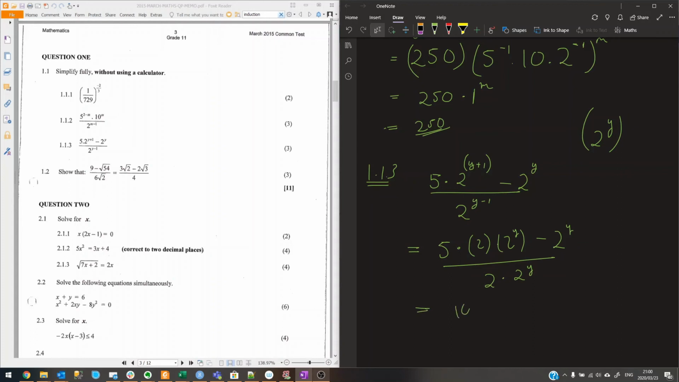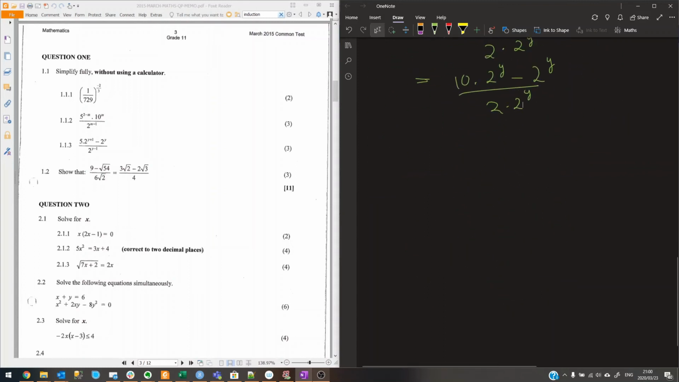Okay, so now we have 10 times 2 to the y minus 2 to the y, the whole divided by 2 times 2 to the y. Well, imagine this was x instead of 2 to the y. You'd have 10x minus x, the whole over 2x. What could we do? Well, we can just simplify it in the numerator and the denominator. I have 10 apples minus 1 apple, if an apple is 2 to the y. So 10 minus 1 gives me 9. I have 9 2 to the y's. It says I have 10 2 to the y's minus 1 2 to the y, over 2 2 to the y's.